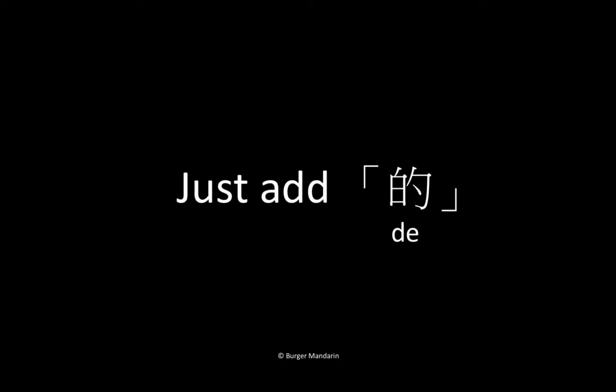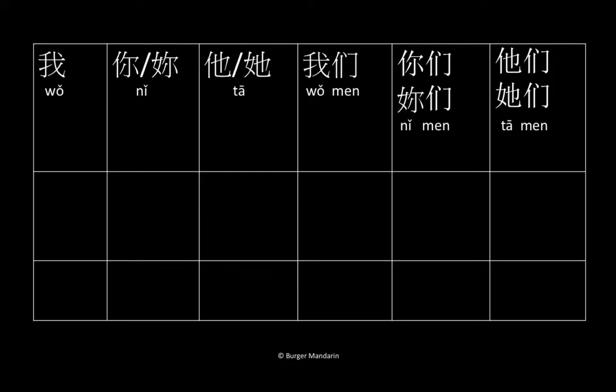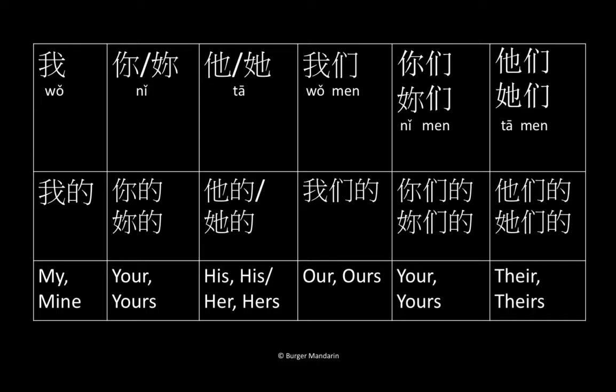Now, just by adding the word 的, you can turn personal pronouns into possessive pronouns. So, 我 becomes 我的, which means my or mine. 你 becomes 你的, which means your or yours. 他 becomes 他的, which means his, her or hers.